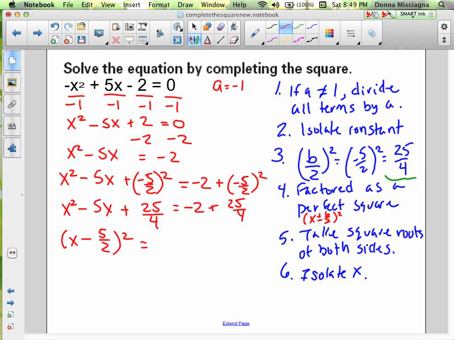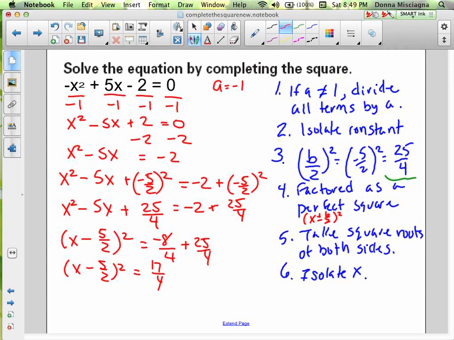Equals, we've got to change that so it has a denominator of 4. I don't know why I put 8 there. It was supposed to be a 4. We need to have a denominator of 4 so we can add that to the 25 fourths. So -2 times 4 is -8. I was thinking of what the numerator was going to be, but I was writing the denominator. So we have x minus 5 halves squared. We'll add those together. That's going to be 17 fourths.